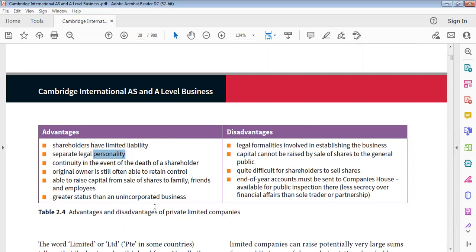For example, people can take Facebook to court, but not us, even though we are the owners of Facebook, because our identity is separate.